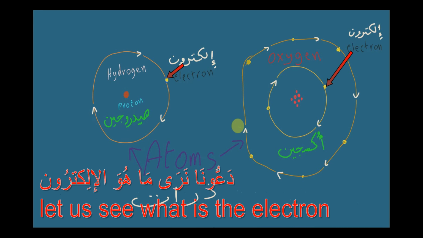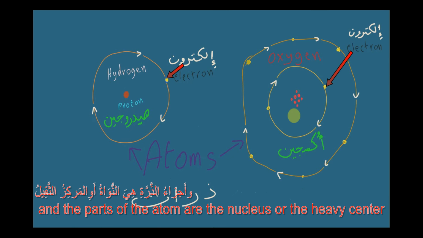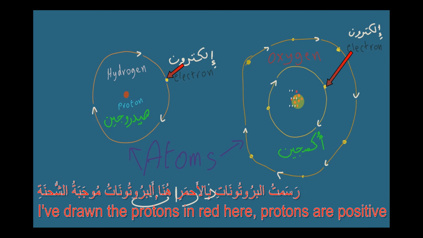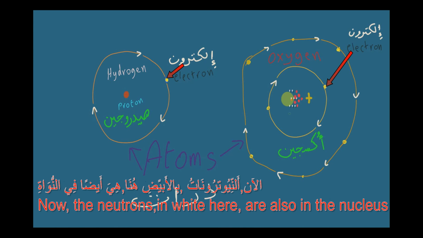Let us see what is the electron. The electron is a part of the atom, and the parts of the atom are the nucleus or the heavy center, and it contains protons and neutrons. I've drawn the protons in red here. Protons are positive, which means that it attracts the negatively charged electrons.